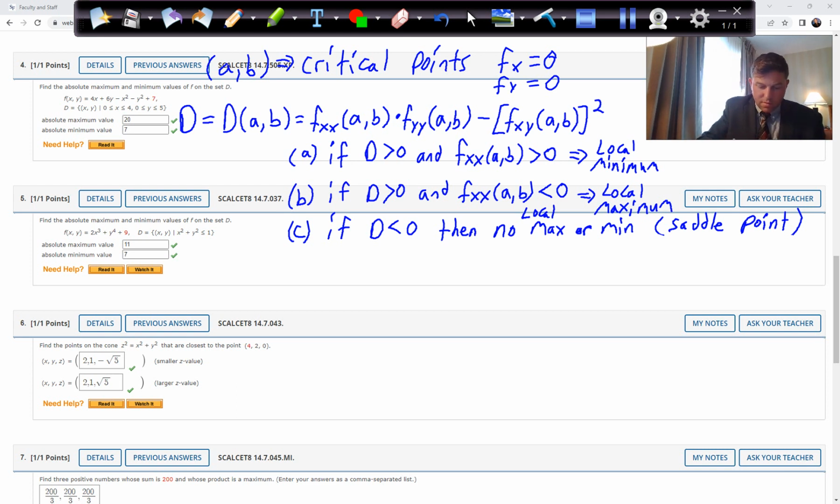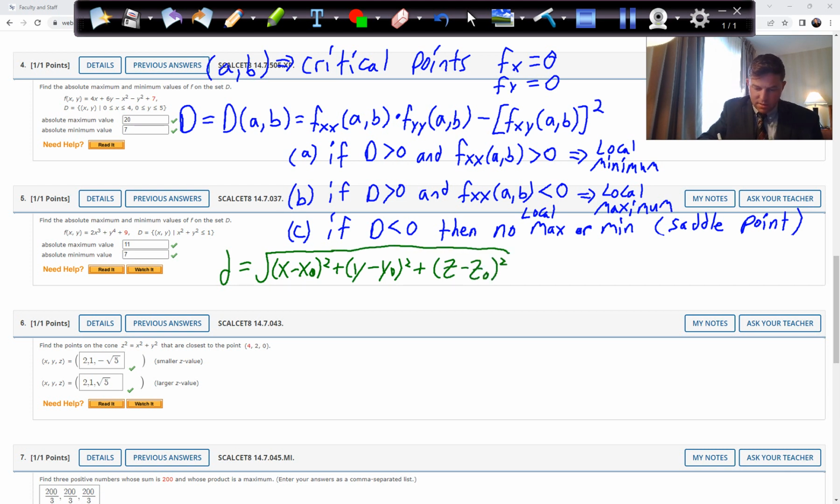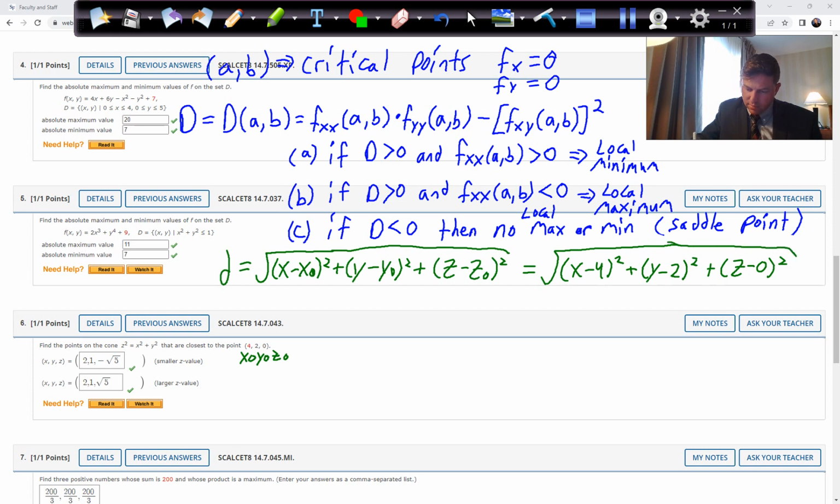So the distance formula equals the square root of x minus x0 squared plus y minus y0 squared plus z minus z0 squared. And we're going to have this point as x0, y0, z0. So this distance formula will become the square root of x minus 4 squared plus y minus 2 squared plus z minus 0 squared. And let me write this over here, simplified even a little more. Distance formula will be the square root of x minus 4 squared plus y minus 2 squared plus z squared.